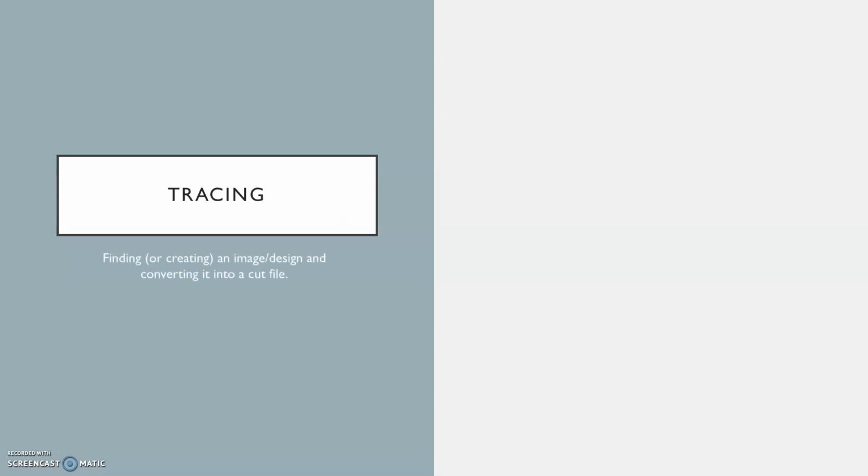Tracing is the process of finding or creating an image, then converting it into a cut file in Silhouette Studio. The only time you won't have to trace something is when you've created the cut lines within the Studio software from scratch. More likely, you'll find something you like online and want to copy it, but keep in mind what the copyright use is for the image you find.